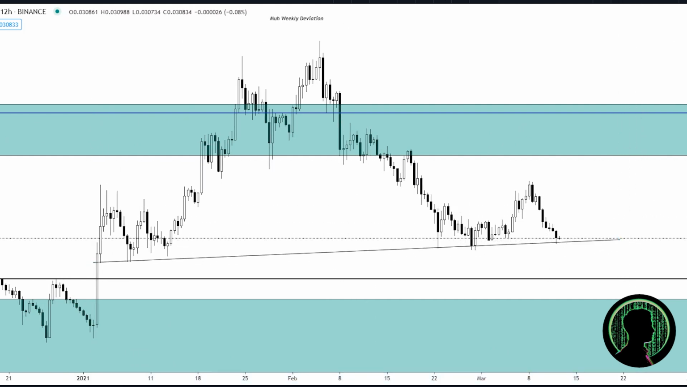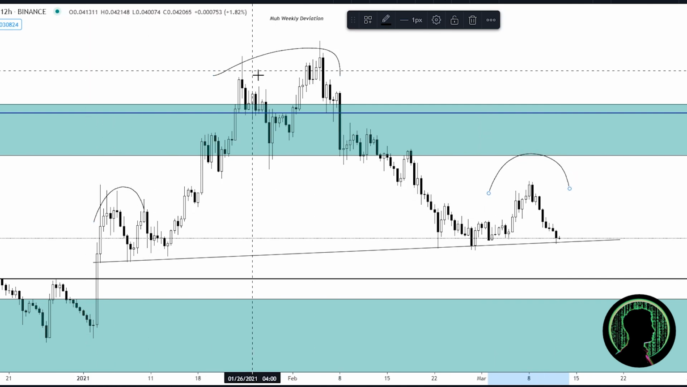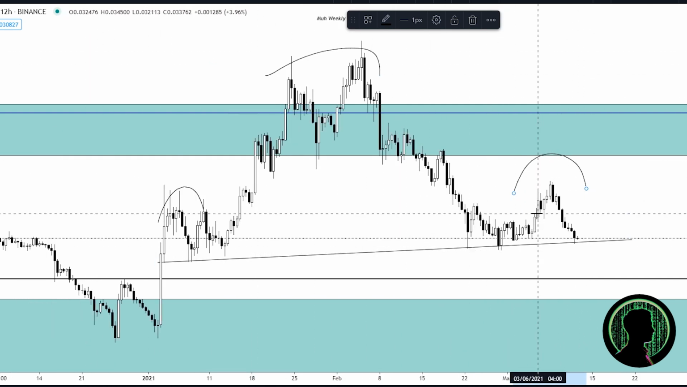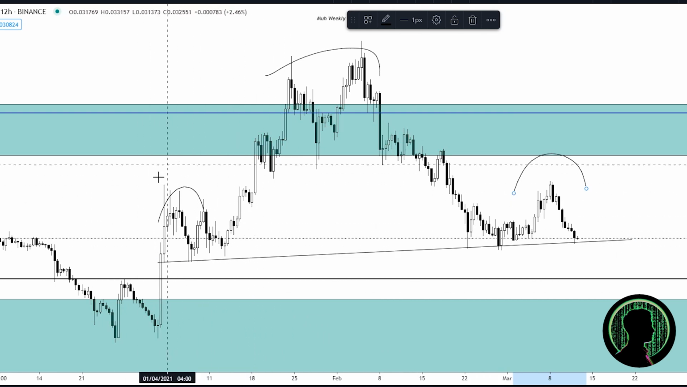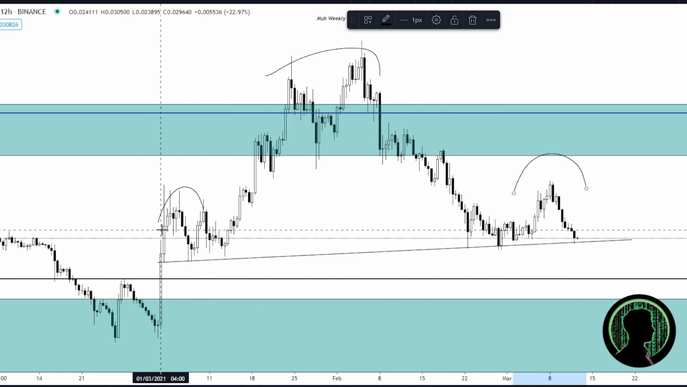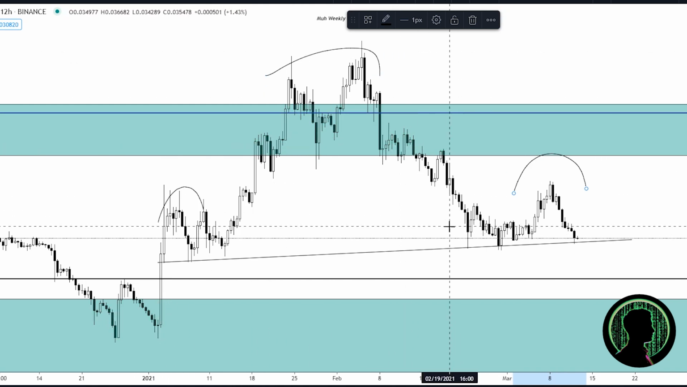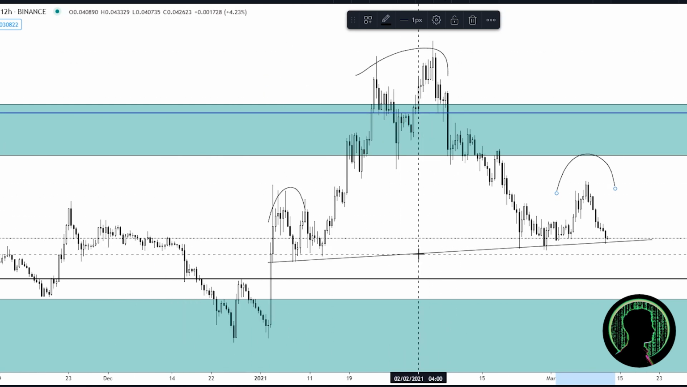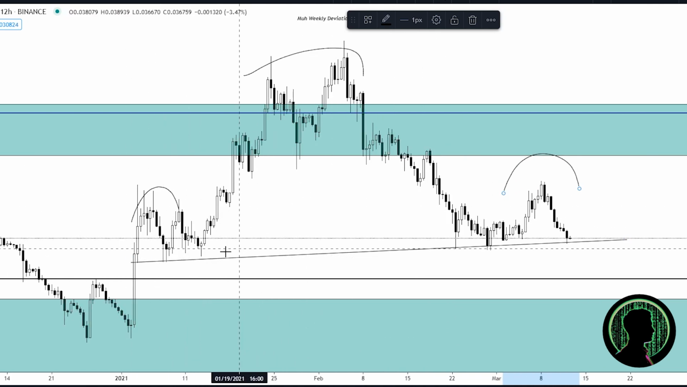Some people see this, the head and shoulders, right? Shoulder, head, shoulder. This is cool. I do like that people are becoming less gullible to the head and shoulders patterns, because it has to be put into context, right? So in context, you're on the neckline. This isn't where you sell.